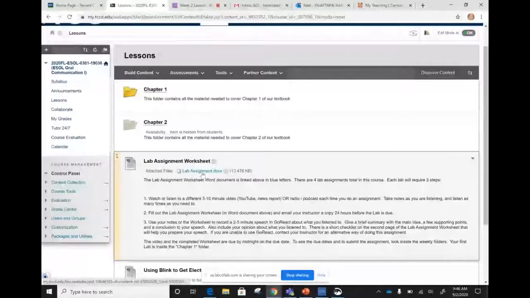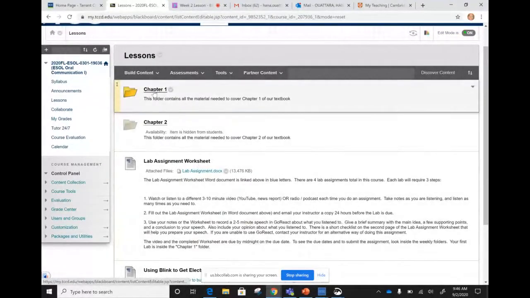So here's the 3 steps we talked about before, how to do your lab assignment. Your first assignment is due by midnight on September 11th. Okay, that's going to be next Friday. So these are the steps to do, and here's the document in blue letters here. How do you submit your assignment? How do you turn it in?